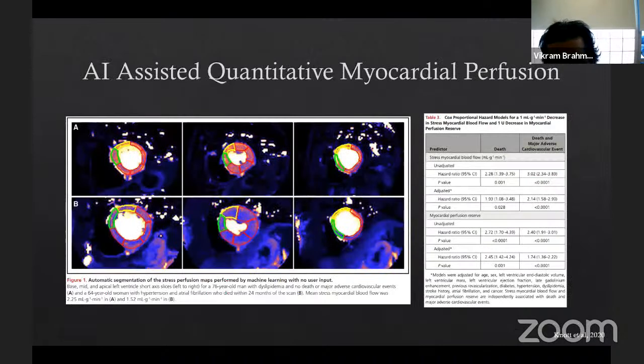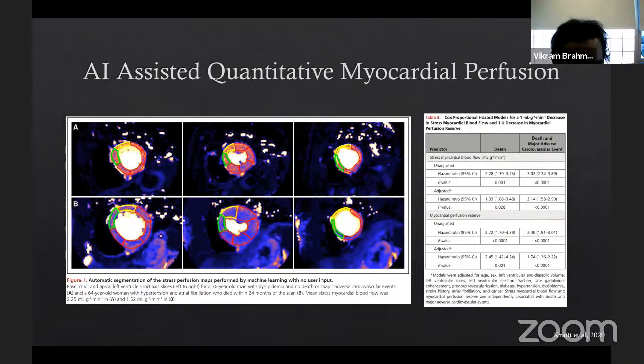And then lastly, a lot of people are talking about AI, and I think this is an interesting study. This looked at 1,000 patients, and really with no user input whatsoever, there's an AI algorithm that was able to measure myocardial blood flow and then also calculate myocardial perfusion reserve, which is just the ratio of stress over rest myocardial blood flow. And both were independent predictors of MACE.